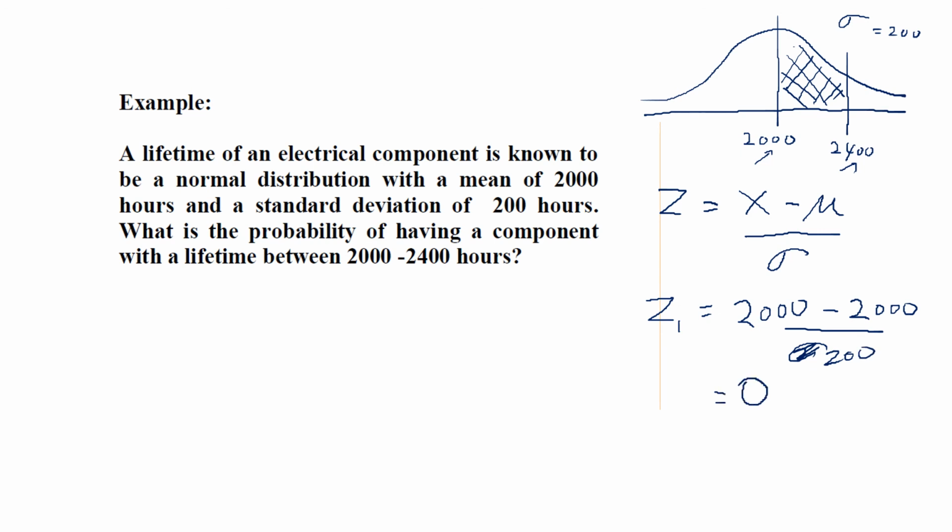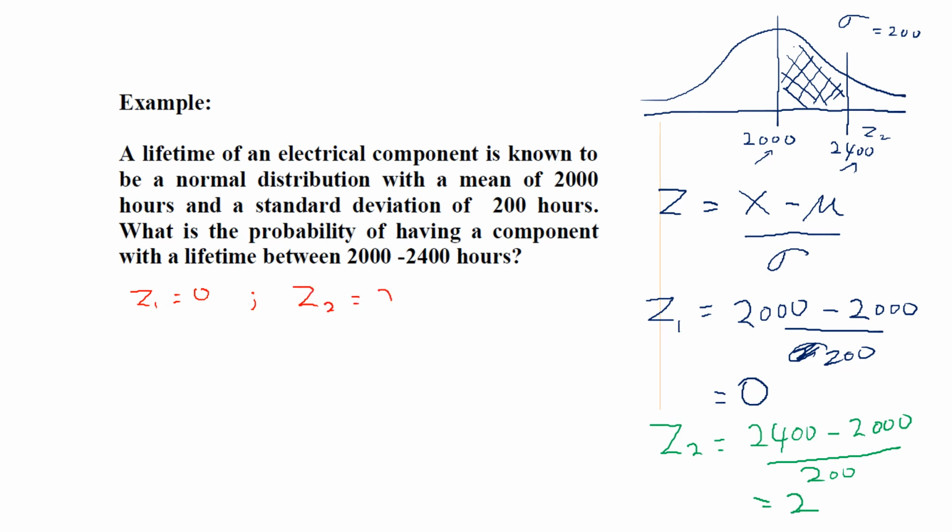While Z2 here is 2400 minus 2000, so X is 2400 and mu is constant at 2000, divided by 200, and this will give you the value of 2. Therefore Z1 is equal to 0 while Z2 is equal to 2.